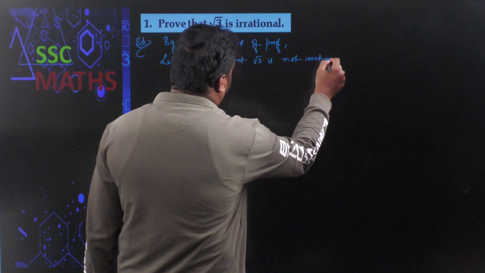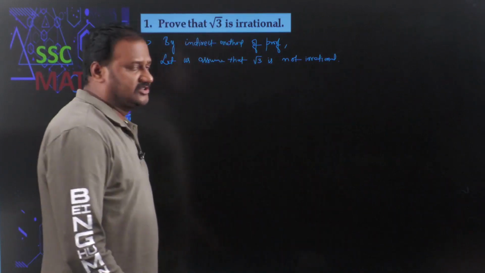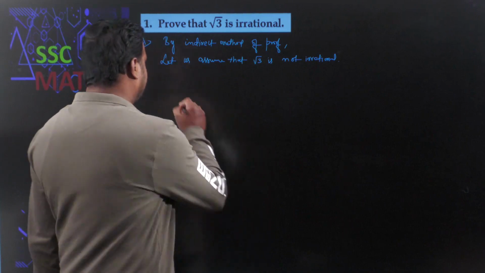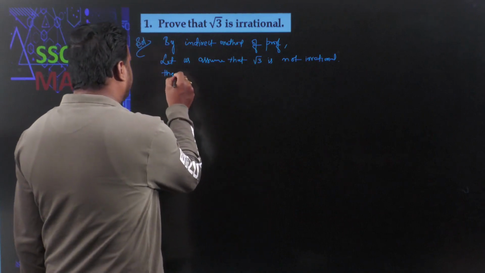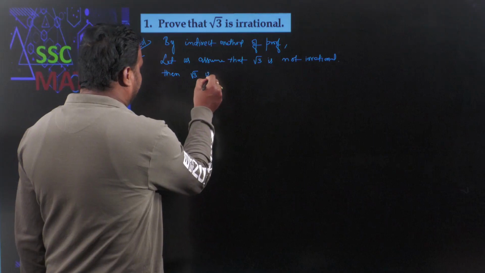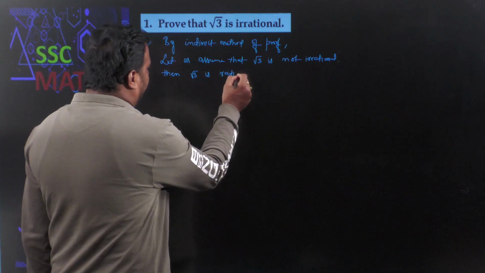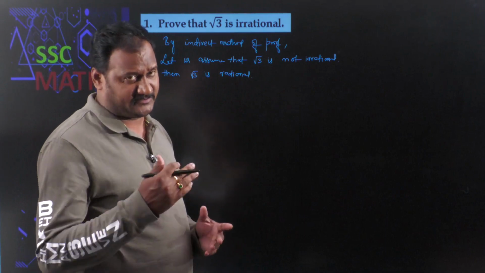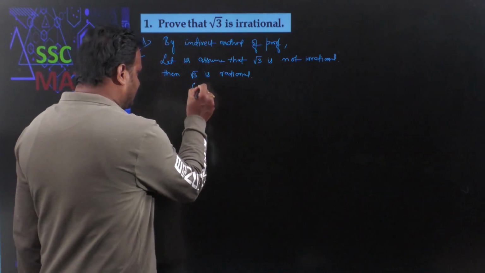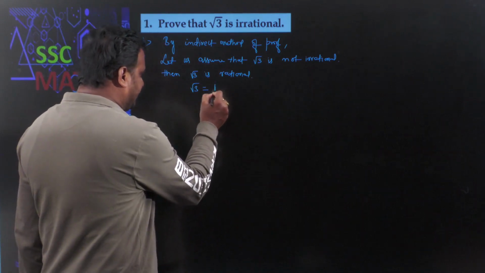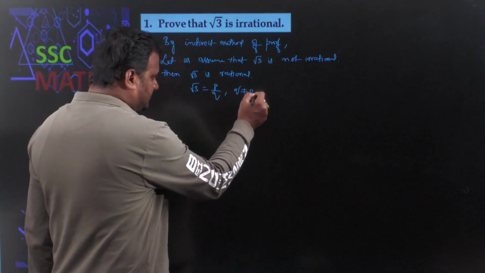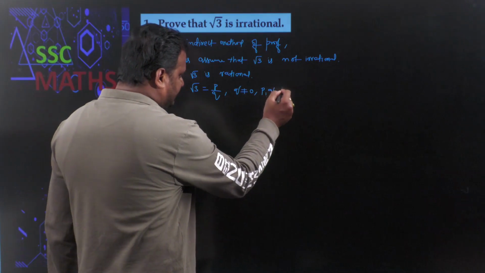Assume that root 3 is not irrational. So if root 3 is not irrational, then what is it? Then it is a rational number. So then root 3 is rational. And we know by the definition of a rational number, every rational number can be expressed in the form of p by q. So then root 3 is equal to some p divided by q, where of course q is not equal to 0. p, q are integers.